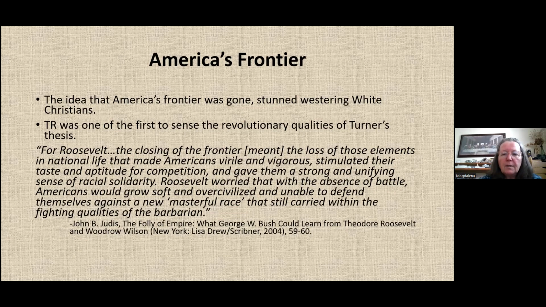Roosevelt worried that with the absence of battle, Americans would grow soft and over-civilized and unable to defend themselves against a new masterful race that still carried within the fighting qualities of the barbarian. So remember those four stages of Anglo-Saxonism.